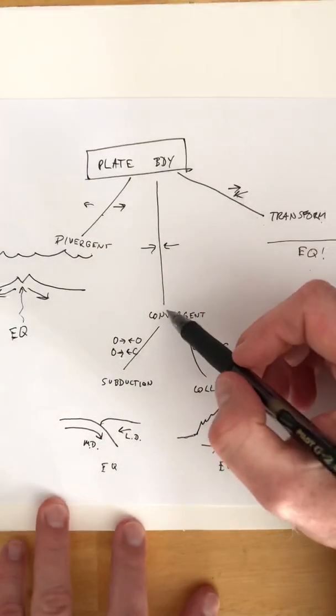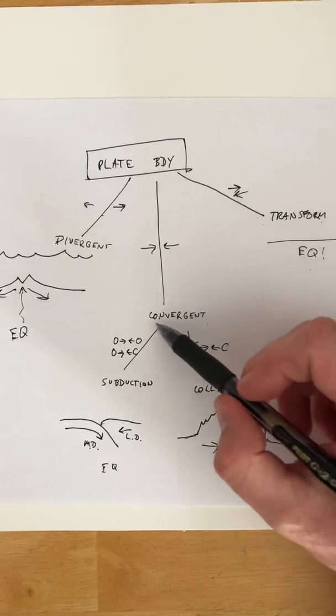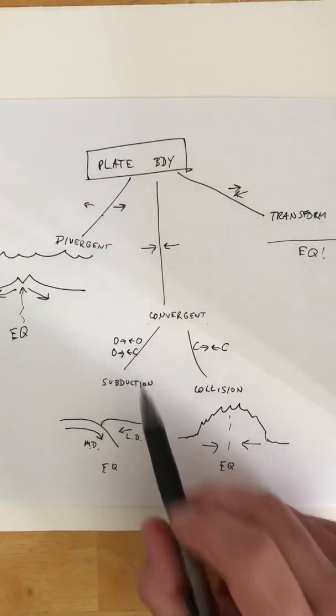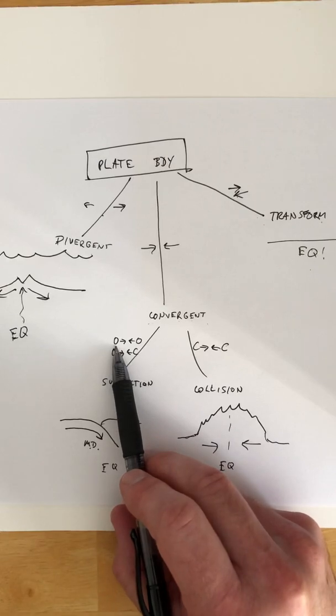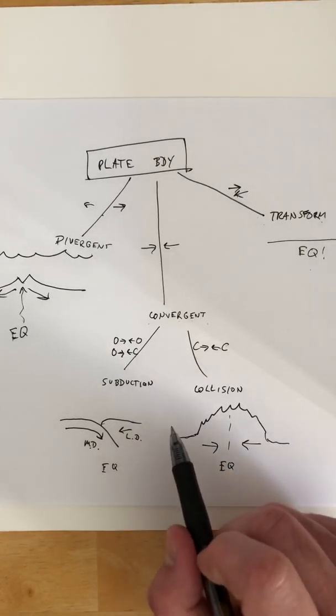Okay, let's go back to convergent boundaries because this is really where we're going to spend our time today. When two plates come together, it's called convergent because they converge. Now there's different types of crust. There's oceanic crust, and there is continental crust. So I'm using an O and a C for oceanic and continental here.